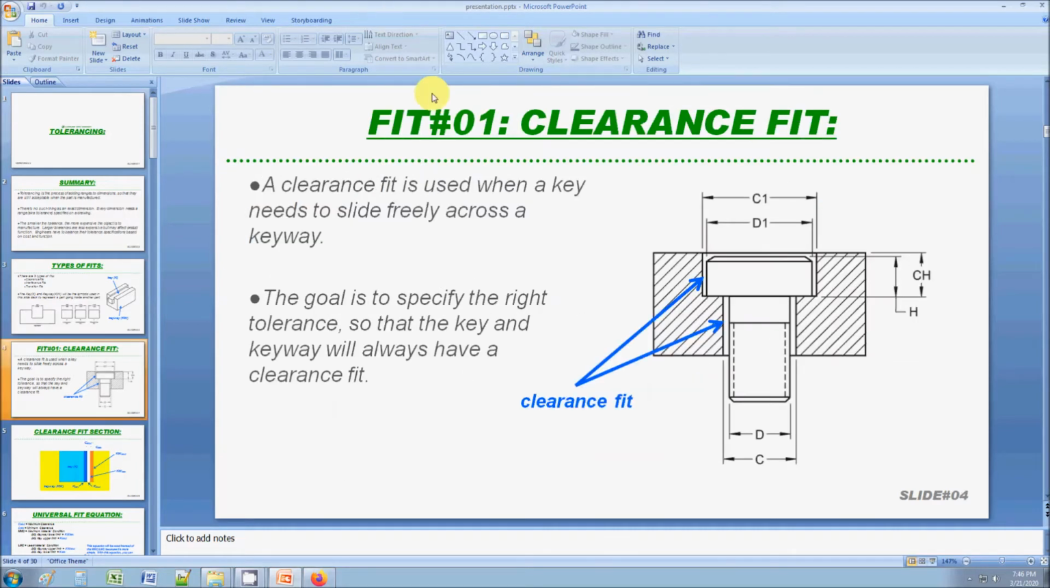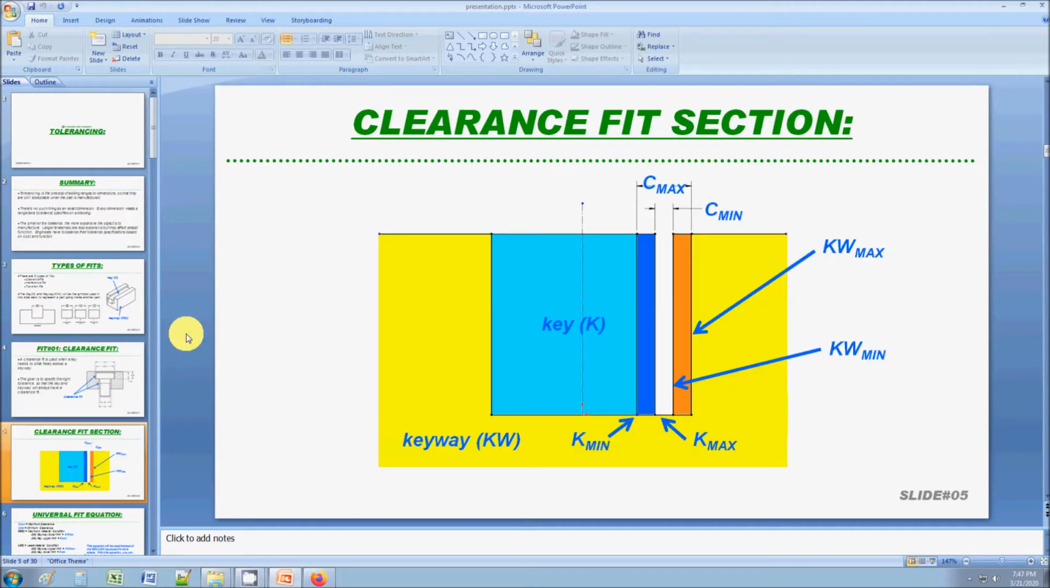So let's talk about the clearance fit. Like I said, the clearance fit guarantees that the product is going to slide. So, for instance, a counterbore. A counterbore is a clearance fit because you want to guarantee that the socket head cap screw is going to slide in every single time, because the fastening occurs through the final threads here.